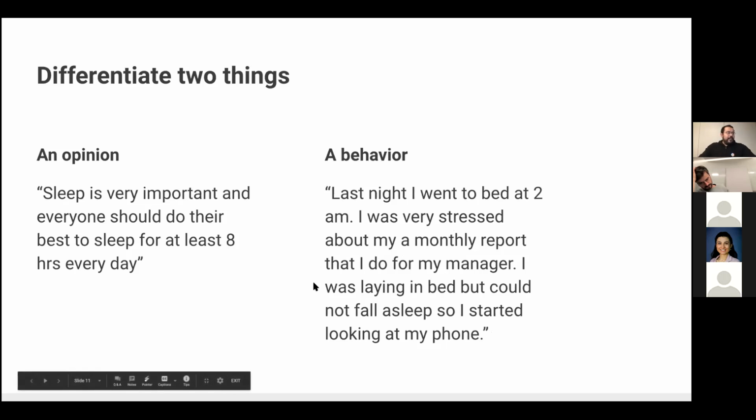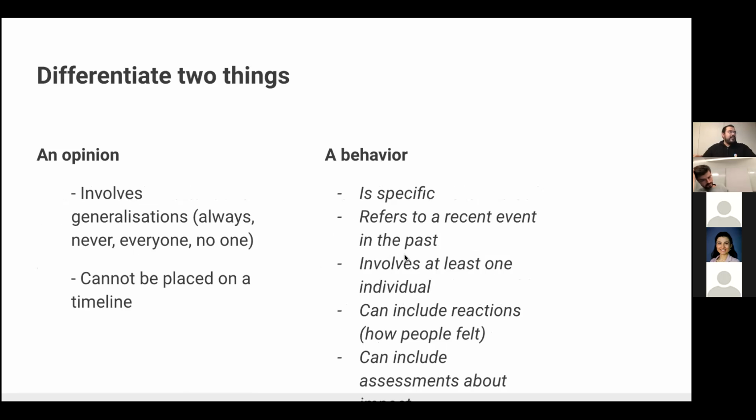So let's look at the differences between those two things. An opinion usually involves a generalization. Anytime somebody says to you, I always do this, or it's always like this, or it's never like this, or everyone does this, or no one does that, that is an opinion. It could be grounded in an experience, but that itself is just an opinion. Also, the most important way to tell an opinion from a behavior when somebody tells you something is that an opinion cannot be placed in a timeline.